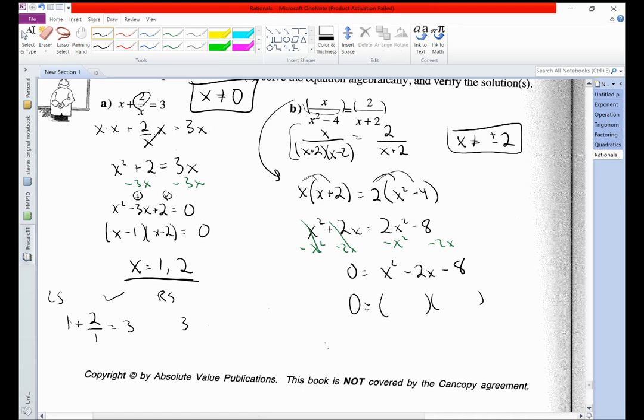So I'm looking for two numbers that multiply to -8 and add to -2. So it looks like -4 and +2. That means our solutions are x is equal to +4 and -2, but -2 is a non-permissible value, so we reject it. So the actual solution is x is equal to 4. That's the only solution that works. If you used -2, you'd be dividing by 0, and you can't do that. It's impossible.